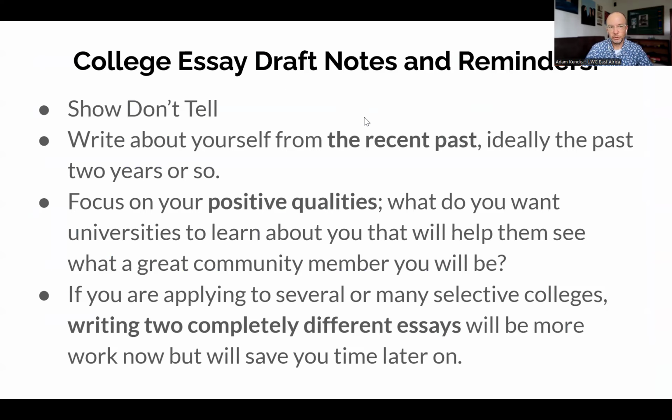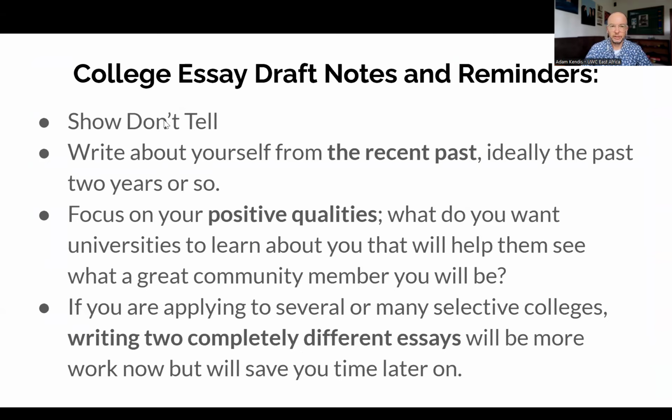Okay, so ultimately you want to show, don't tell, and that was in the last workshop on US Common App style essays. So you can go back and review that, or you can just Google show, don't tell. You'll find lots of examples. But here, you want to write about yourself from the recent past. Ideally, it says 2 years or so. I'd say the past year or two. They don't really want to know about you as a 10-year-old or a 12-year-old. I mean, you can mention it if something important happened in your life then, but really, they want to know about how you have grown to be you and the recent you.